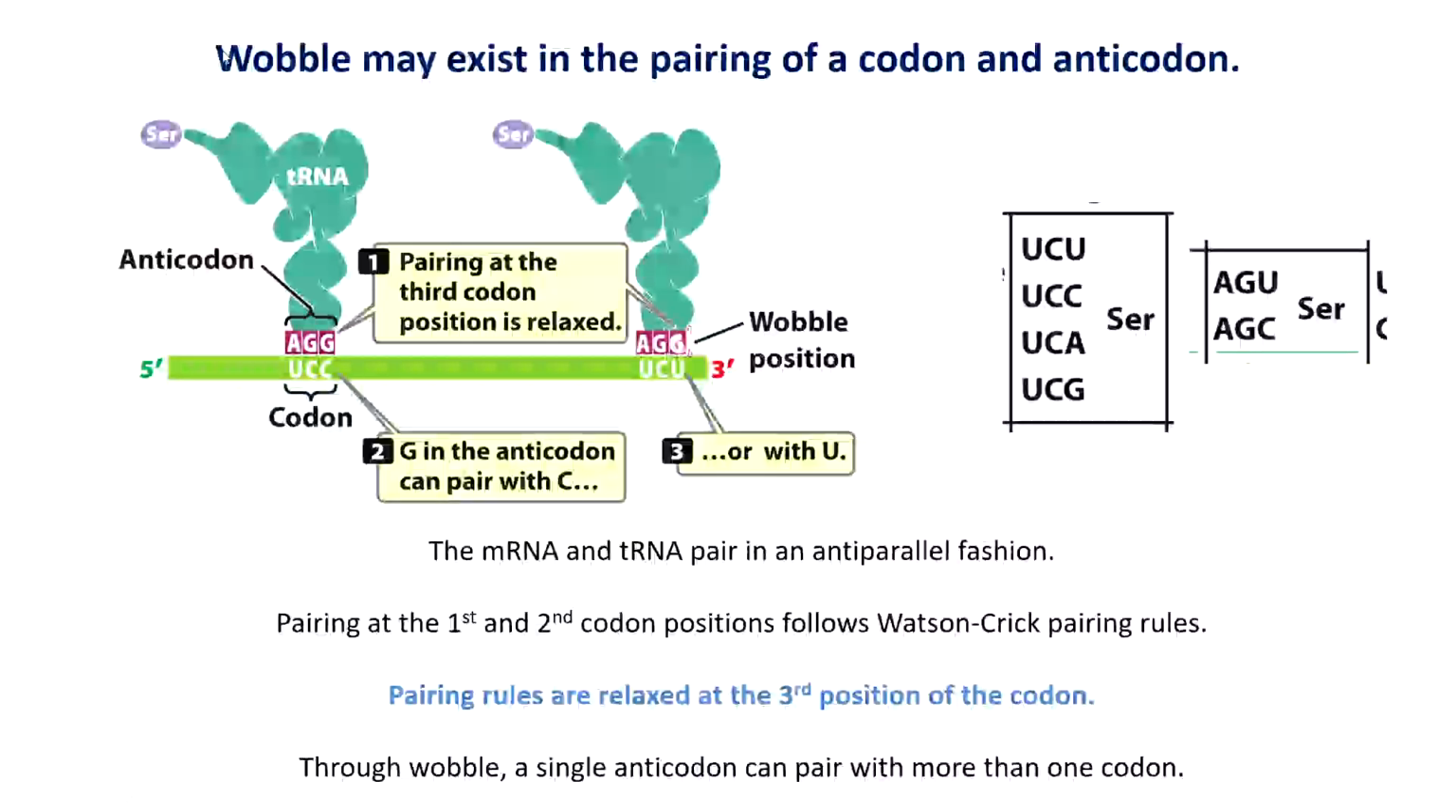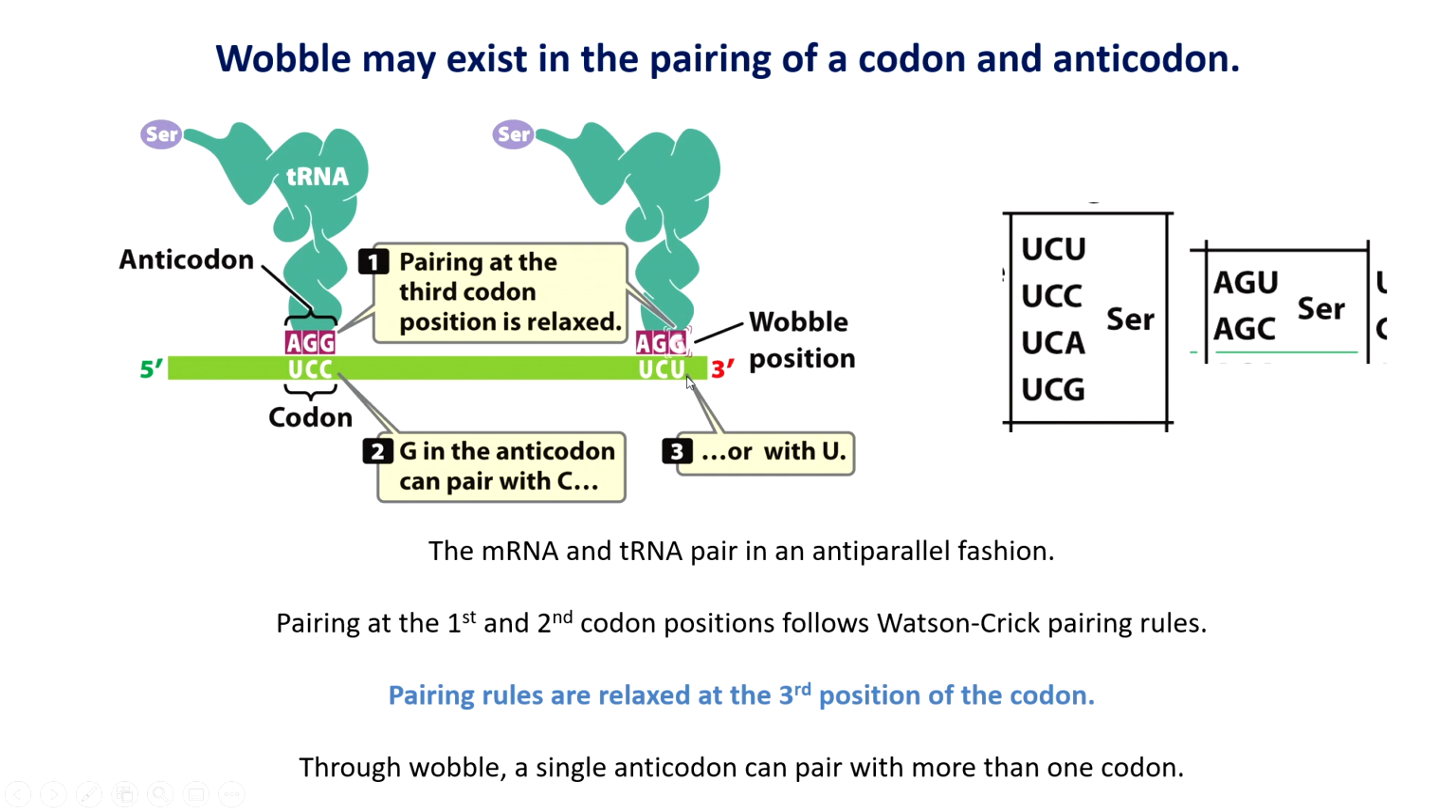Here we have a tRNA that has a single anticodon, AGG, that binds to and recognizes the codon UCC. So this is a normal Watson and Crick base pairing. And this tRNA is linked to a serine. And so UCC in the RNA encodes for serine.